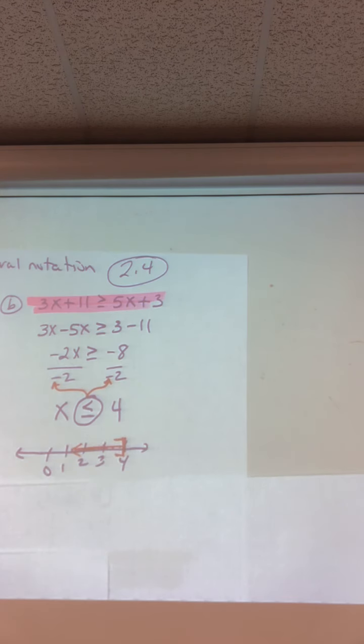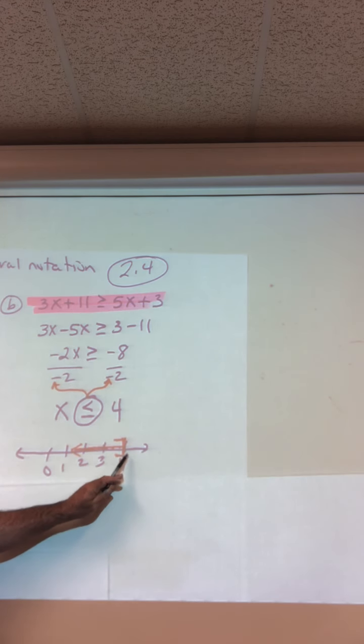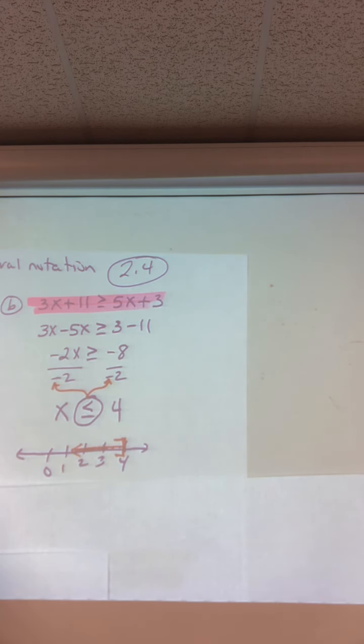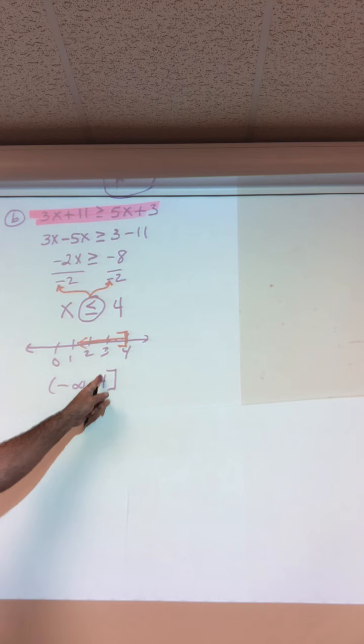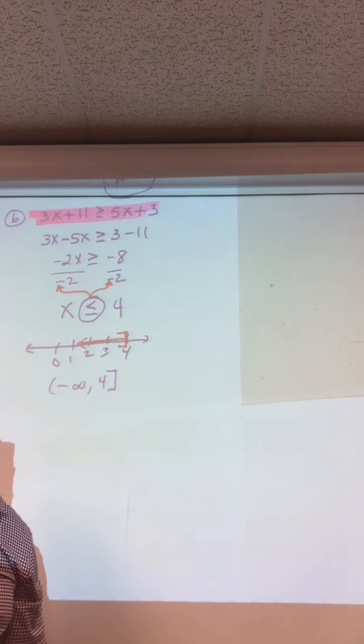So what would the graph of that look like? All of the numbers 4 and to the left. So it'll be a bracket on the 4 going backwards. Since it's going to the left, that's negative infinity, and negative infinity always goes on the left side of the comma. So the number will go on the right side of the comma and a bracket because of the equal to.